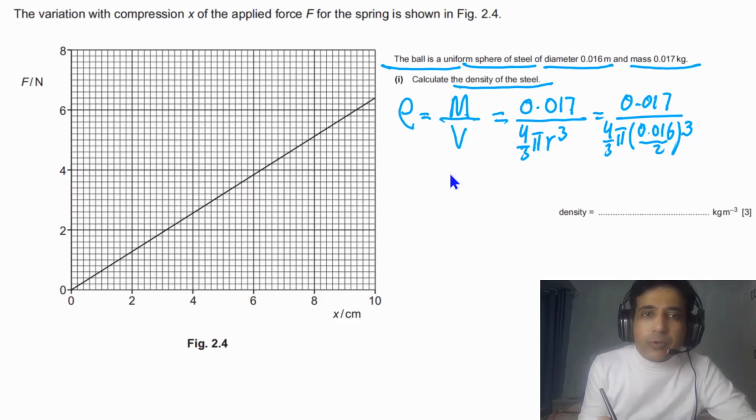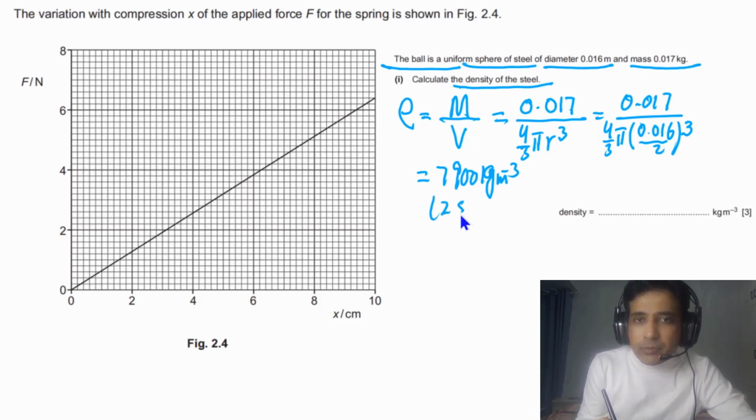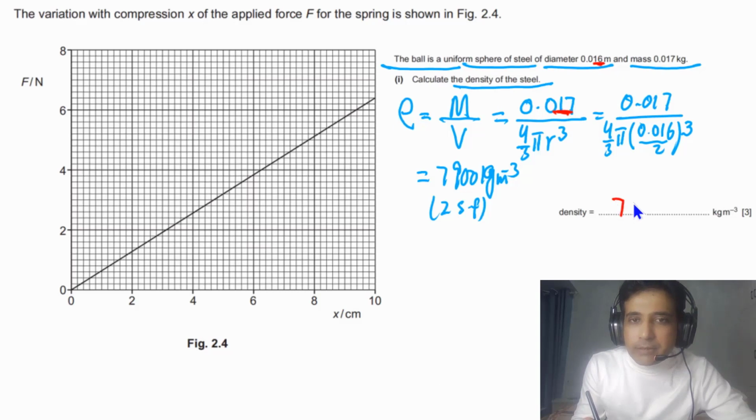Now if we solve this, our final answer in this case will be equal to 7,900 kg per cubic meter up to 2 SF. Our answer is up to 2 SF because the raw data we have, this has 2 SF, this one has 2 SF, this also has 2 SF. So for our final answer we need to use the least number of SF in the given data. So our final answer is 7,900 kg per cubic meter.